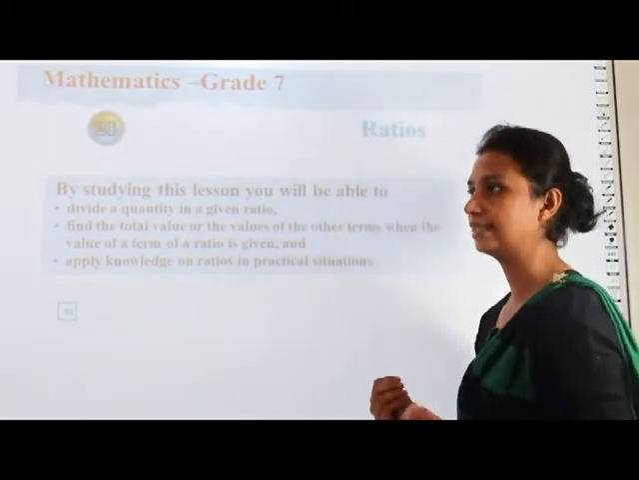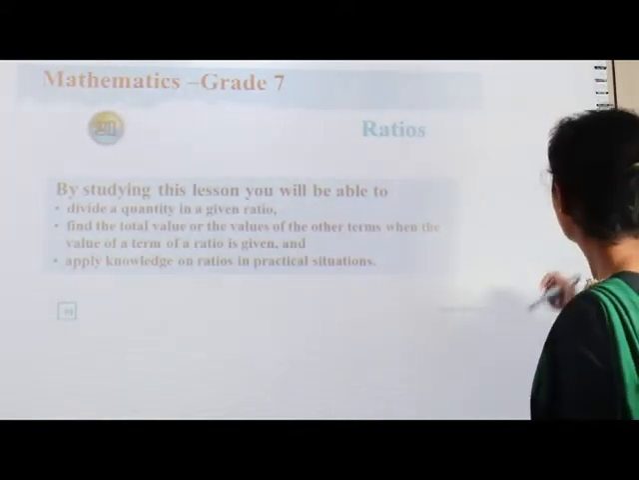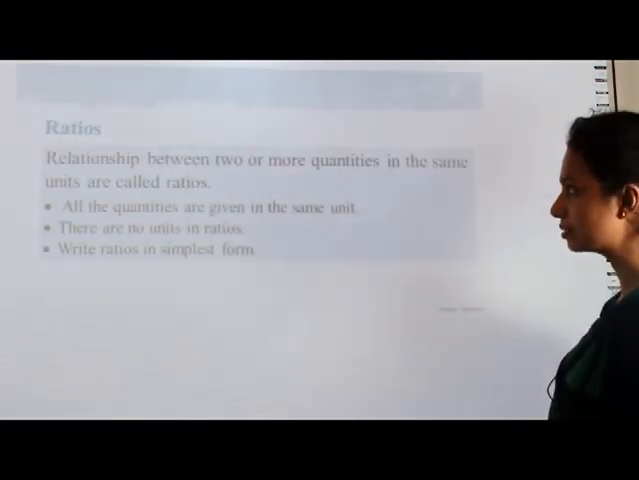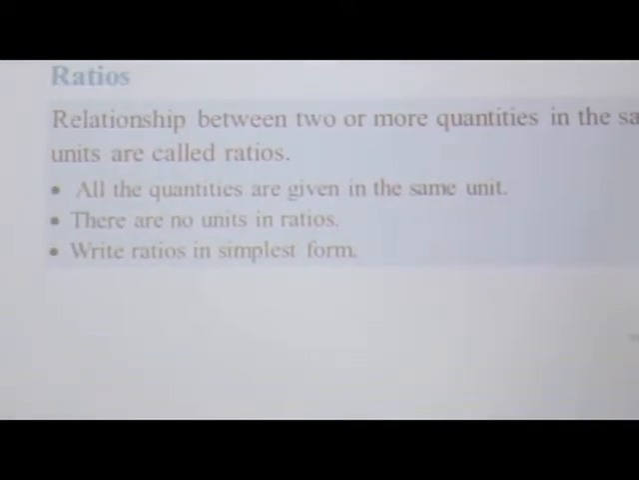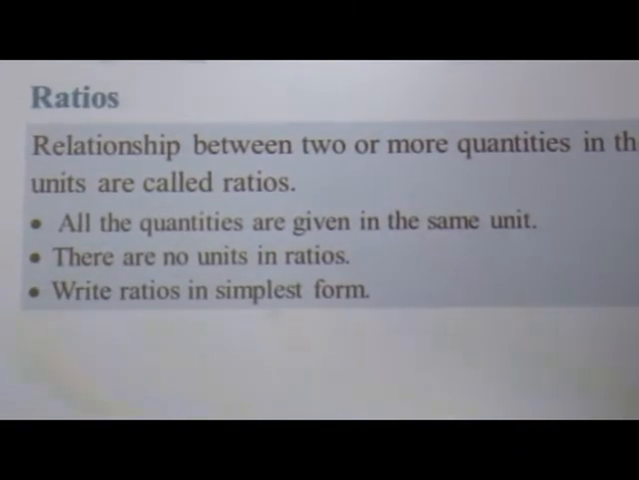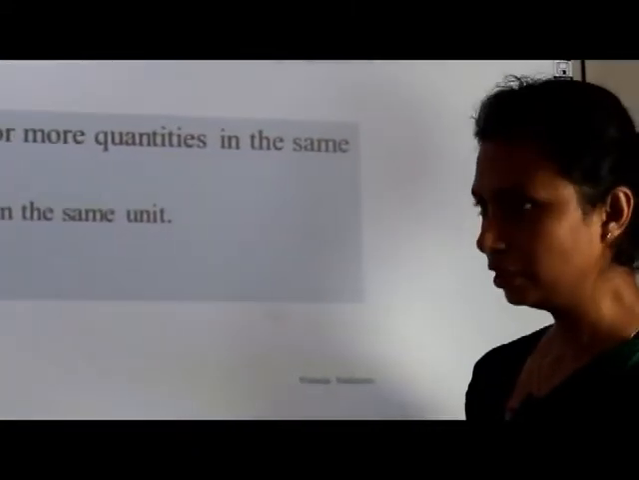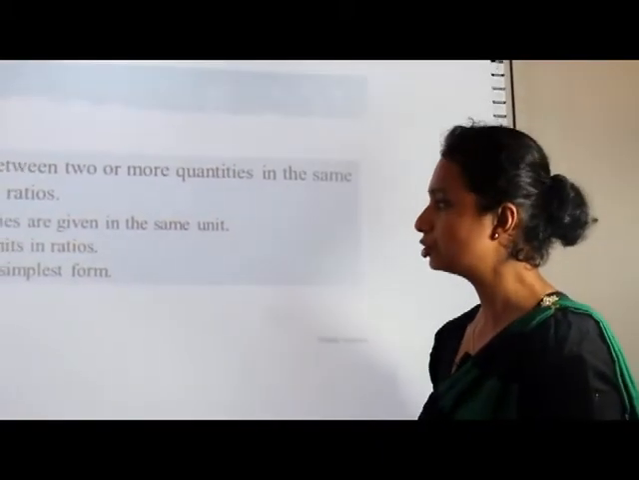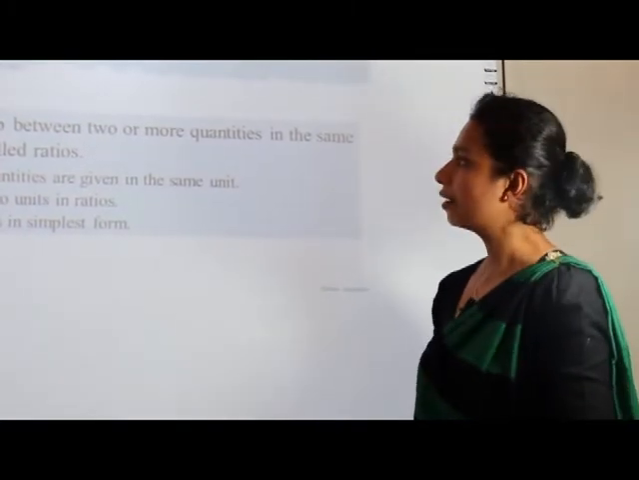By learning this lesson, first of all, I would like to introduce the characteristics of ratios. A ratio is a relationship between two or more quantities in the same units. When we are expressing a ratio, all the quantities are given in the same unit. And you should keep in mind that there are no units in ratios. So, we should be able to write ratios in the simplest form. These are the characteristics of ratios.